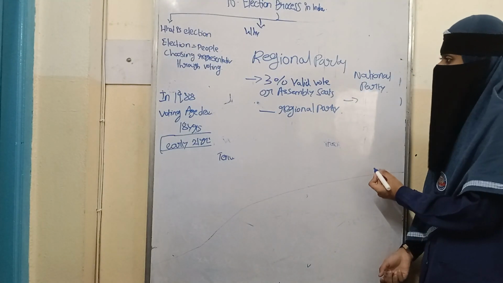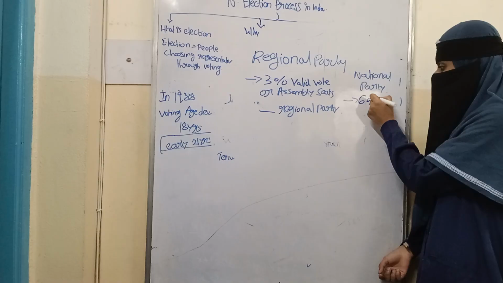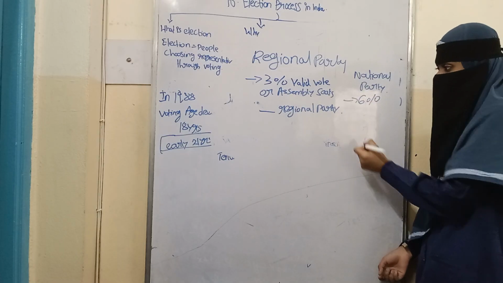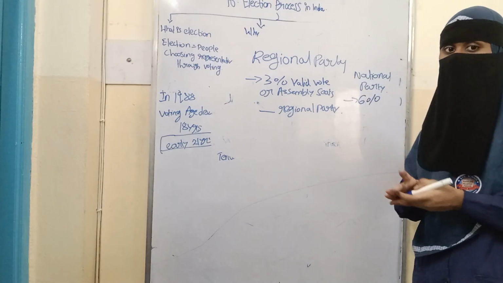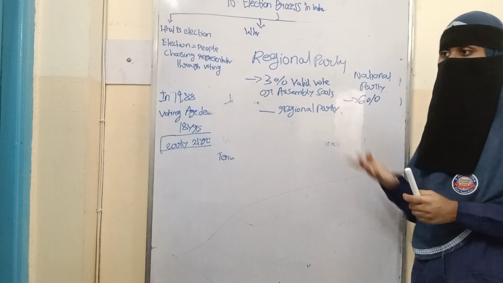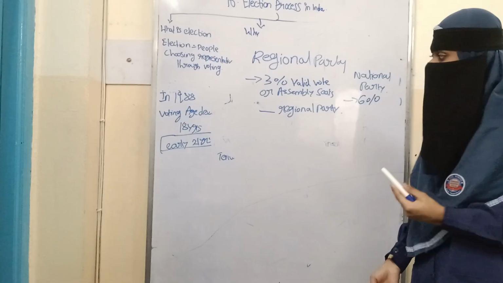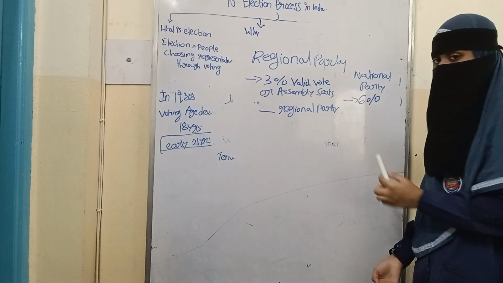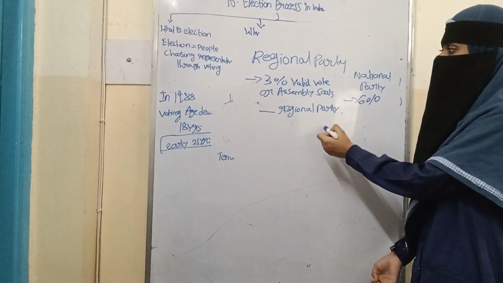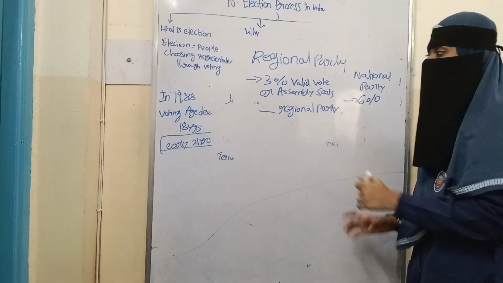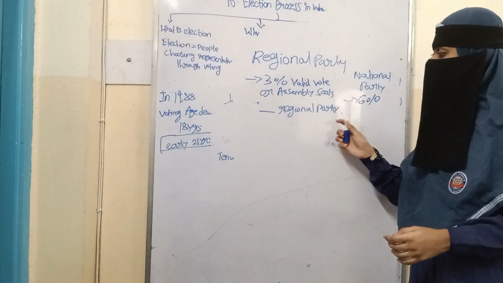So a national party is one that gets 6% of the votes and 6 seats, and it must be recognized in more than 4 states. If they are standing from more than 4 states and getting 6% of valid votes and 6 assembly seats, then they are called a national party. A regional party is one that gets 3% of valid votes or 3 assembly seats. So they are known as a regional party.